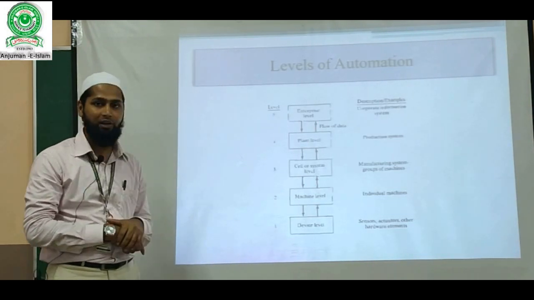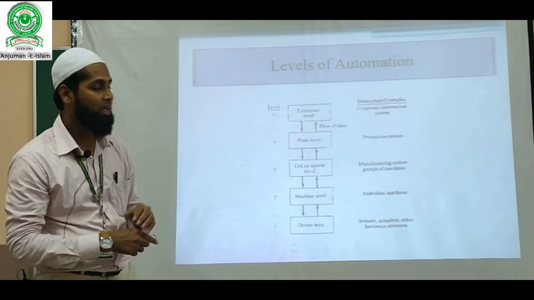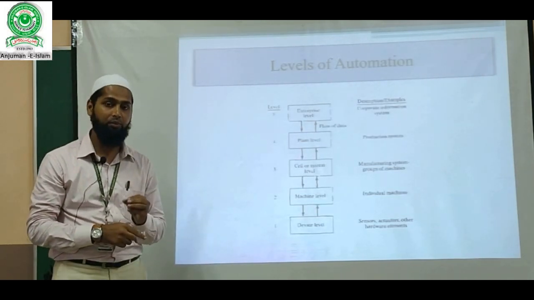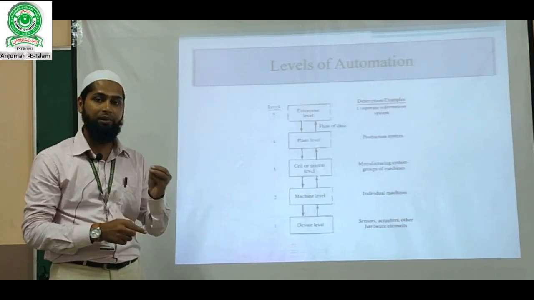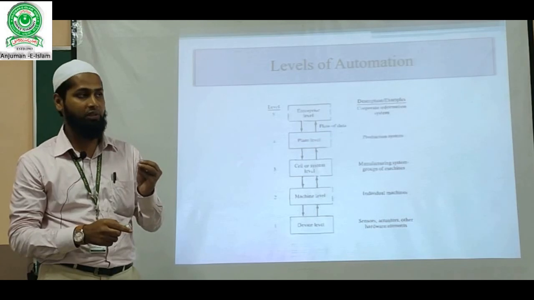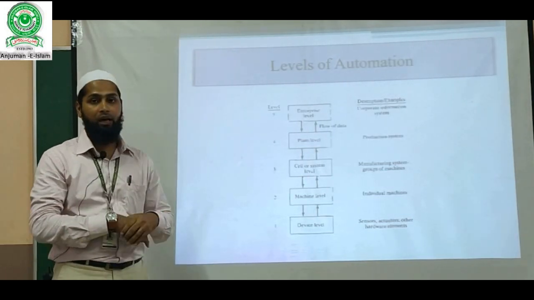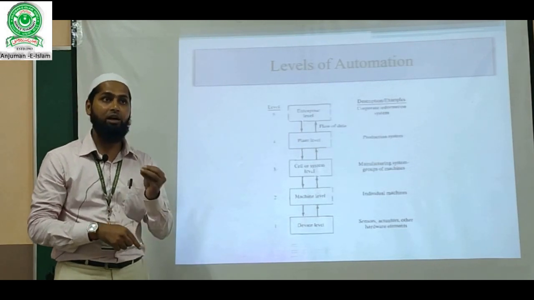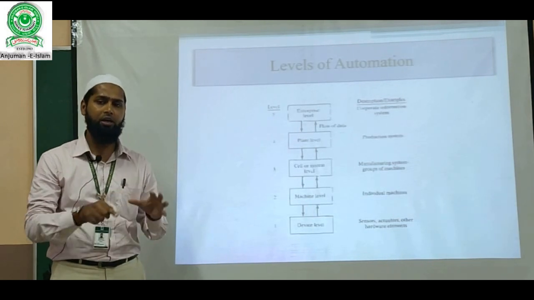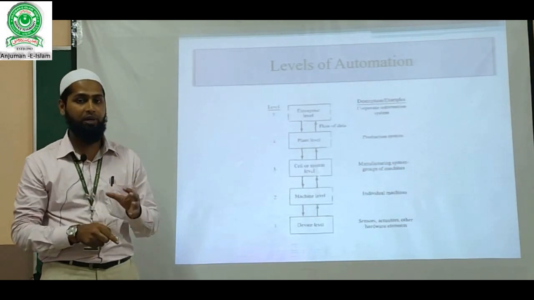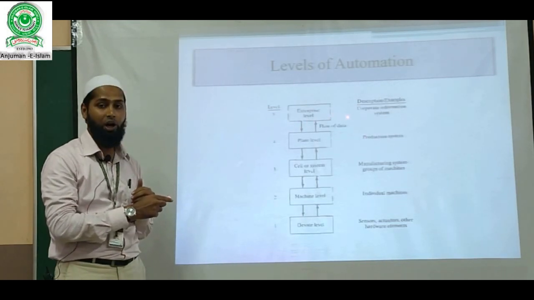Then enterprise level automation. Enterprise level automation is the highest level of automation, which consists of the corporate information system and all operations necessary for managing the company. For example, marketing, research and development, sales and accounting, in all departments automation is adopted. Such a level of automation is called enterprise level automation.